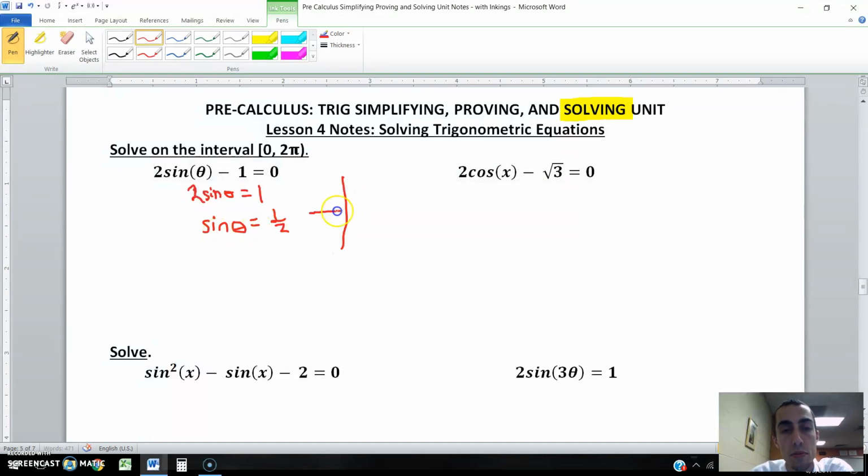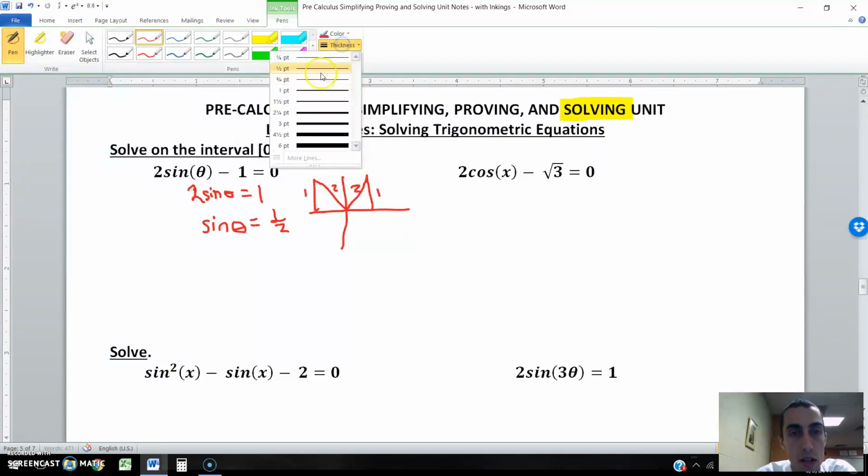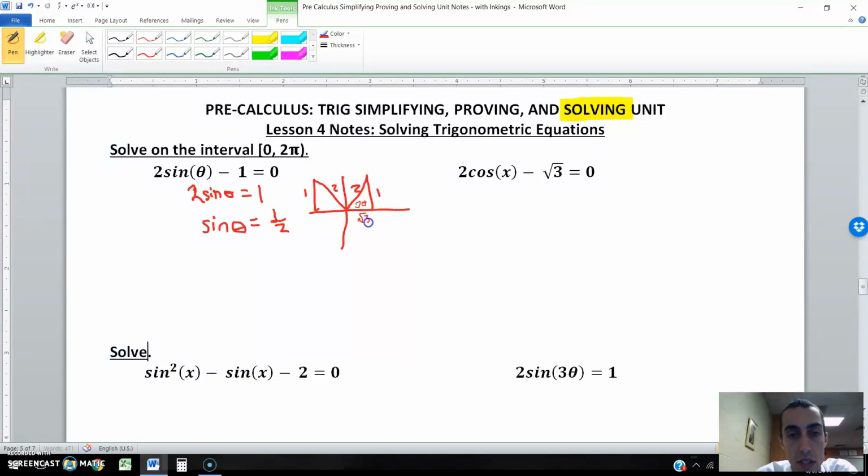So let's draw those out. Sine of 1/2, remember sine is y over r. So this angle right here is going to be a 30-degree angle, because it's a 30, 60, 90. So one of them is going to be 30 degrees. The second angle is going to be from here to here, which would be 150 degrees. So 30 degrees is pi over 6, and 150 degrees is 5 pi over 6.